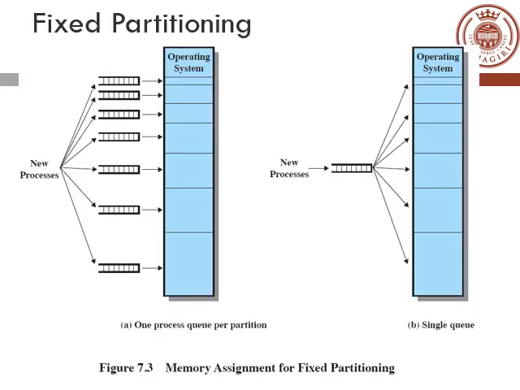The figure shows two options for assigning processes in unequal sized partitions. In the figure on the left, we have separate queues for each partition. In the figure on the right, we have a single central queue from which processes can be assigned to any partition.